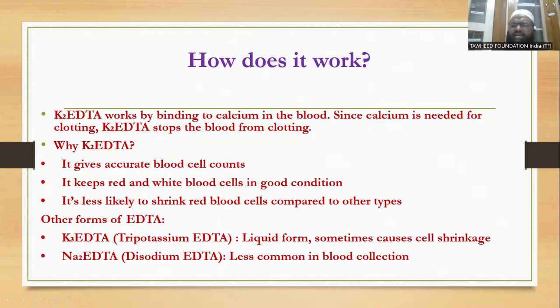So how does it work? K2 EDTA works by binding to calcium in the blood, since calcium is needed for clotting. So why K2 EDTA? It gives accurate blood cell counts. It keeps red and white blood cells in good condition. It's less likely to shrink red blood cells compared to other types. Other forms of EDTA are also there, like K3 EDTA, tripotassium EDTA. Liquid form sometimes causes cell shrinkage. So that's why it's better to use K2 EDTA. Sodium EDTA, disodium EDTA, is less common in blood collection.